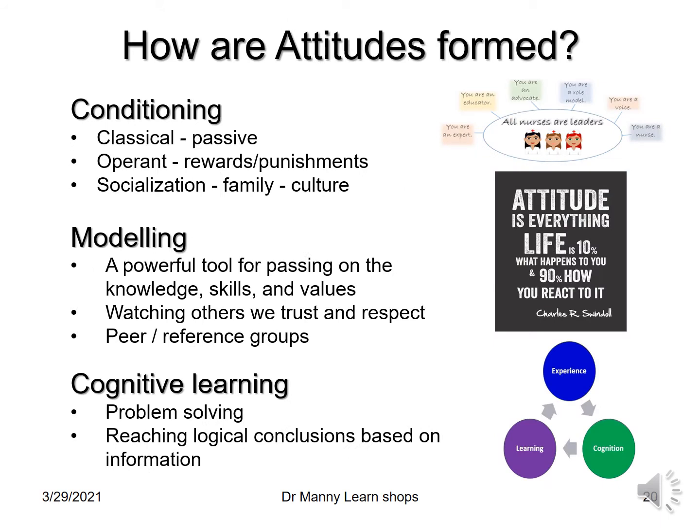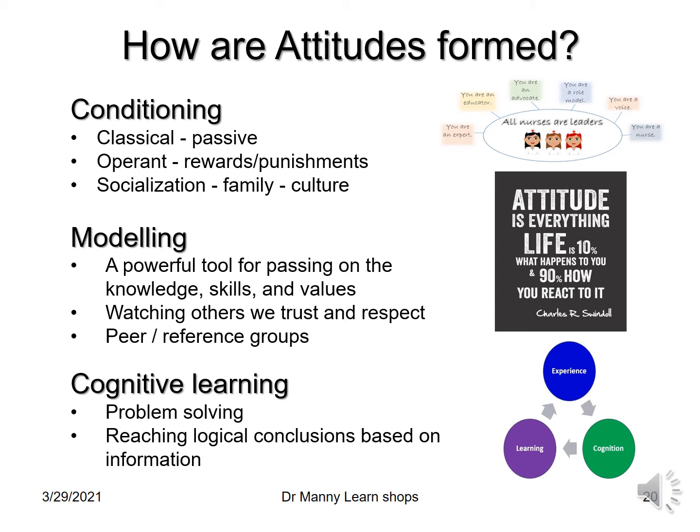Attitudes. How are they formed? Well, an attitude, we said, is basically an enduring set of emotions and beliefs about a particular object, person, organisation, issue or event, and they're formed over time as we're exposed to stimuli and make an evaluation. So attitudes are formed by conditioning, modelling, and cognitive learning.